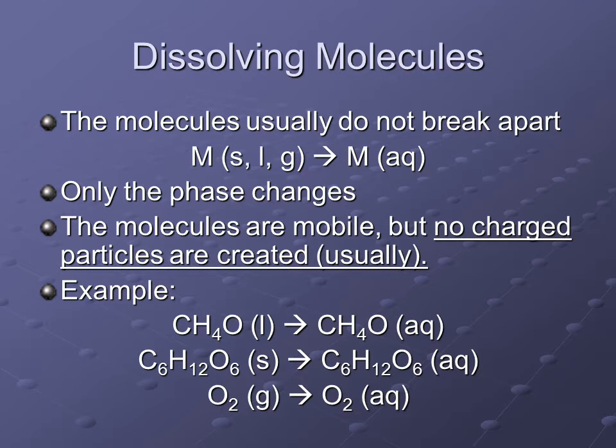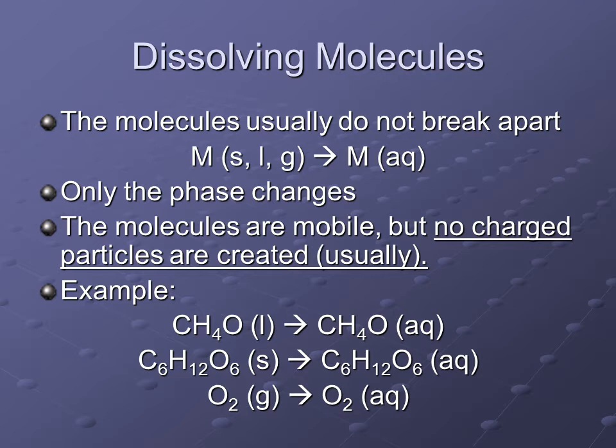Alright, so that's the process of dissolving ions. Let's look at dissolving molecules. Molecules do not break apart, or at least usually they do not break apart. So really all you have is the change of phase. You start with the M, which is the molecule, and it's in some phase other than aqueous. That would be liquid, solid, or gas. And then afterwards you end with the exact same thing, but now it's in the aqueous phase. So, as I said before, only the phase changes.